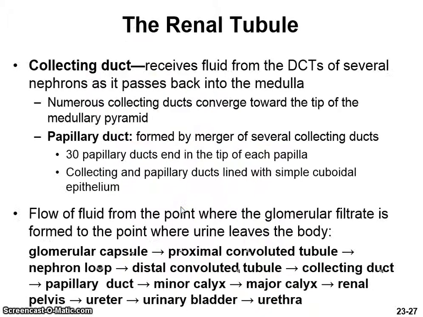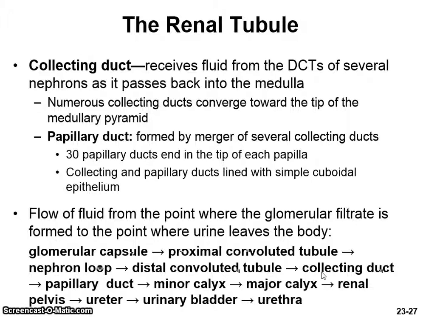The collecting duct is the thing that collects urine from all of the nephrons, actually a few of them, and it all comes together and empties into the calyx. Numerous collecting ducts converge towards the tip of the medullary pyramid. The papillary duct is formed by a merger of several collecting ducts. Around 30 of the papillary ducts end in the tip of each papilla. Collecting and papillary ducts are lined with simple cuboidal epithelium.